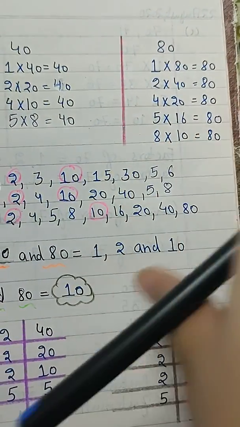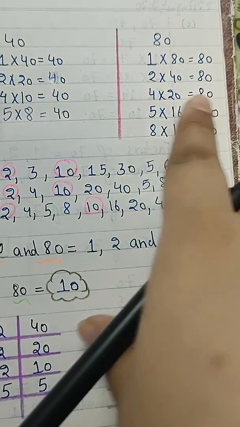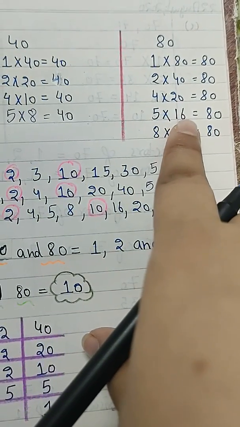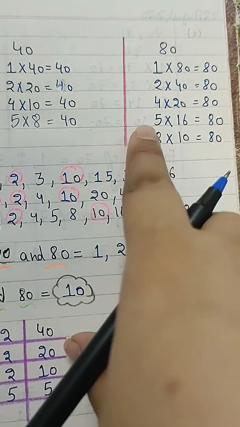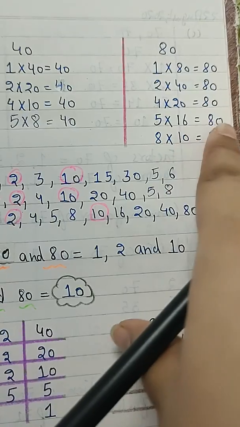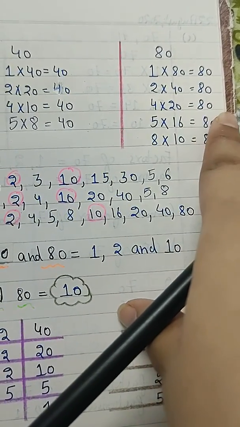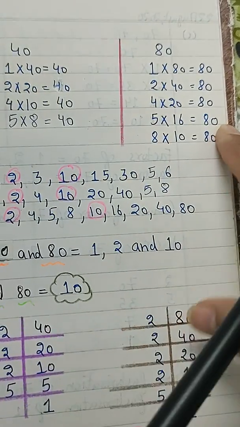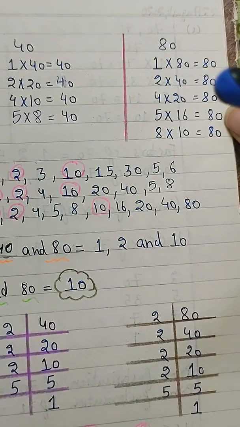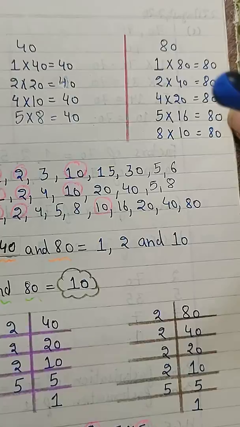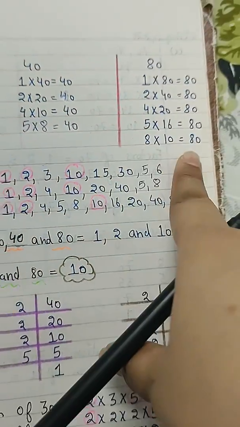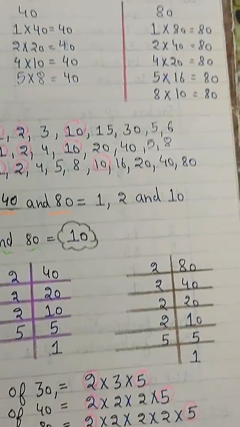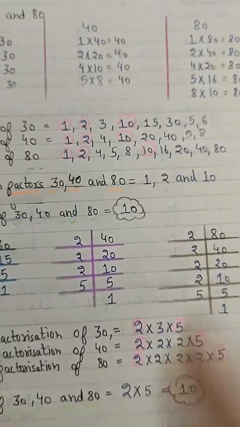Then 8, how did we get 16? 8 does not come in the table of 5, so we have to take 5 only. 8 minus 5 is 3, right? 6, 7, 8, 3, so we write in front of it 3 0, 30. 30 comes in the table of 5 at 6, so it will be 80 here. Okay, it will be 80 here. Now 8 multiplied by 10 is equal to 80. 8 multiplied by 10 is equal to 80 here.